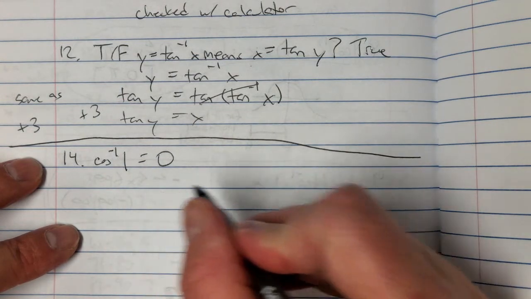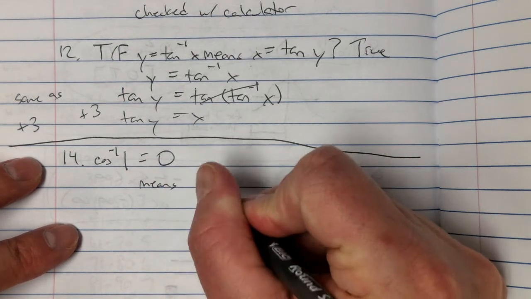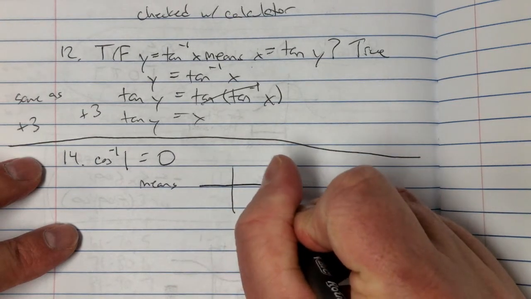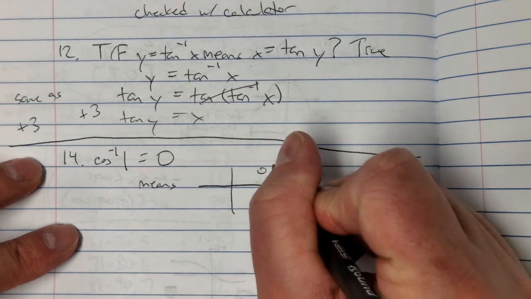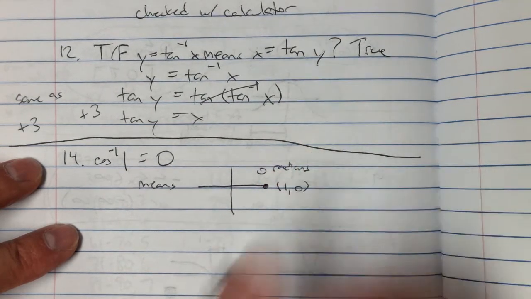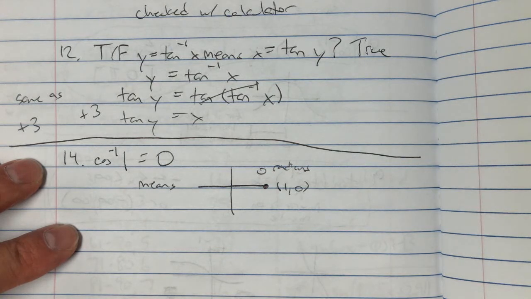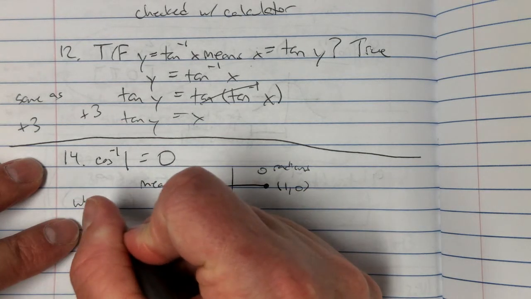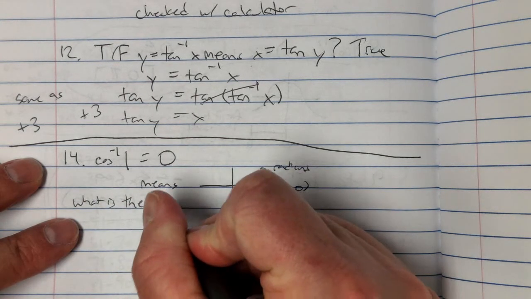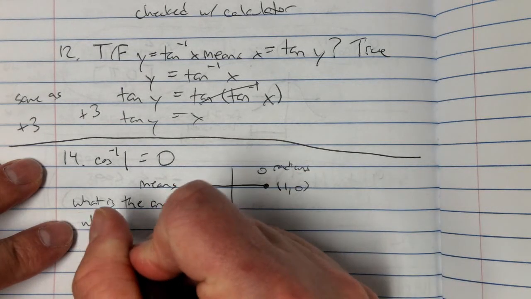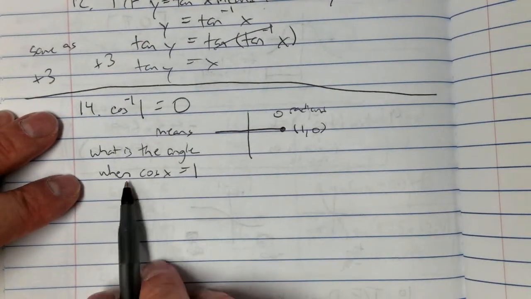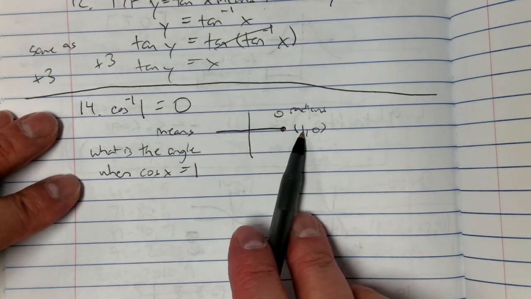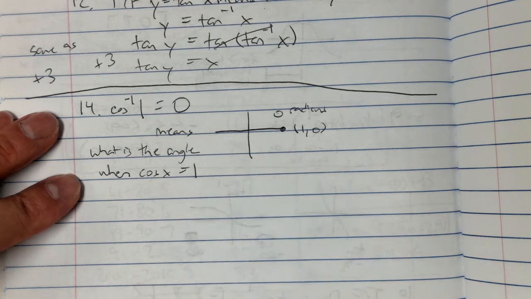What it means is, at the point (1, 0), it's 0 radians. And it's saying, what is the angle when cosine x equals 1? So basically, you look for your cosine value of 1, and then you can see it be 0 radians.